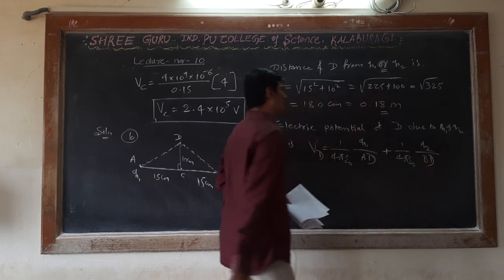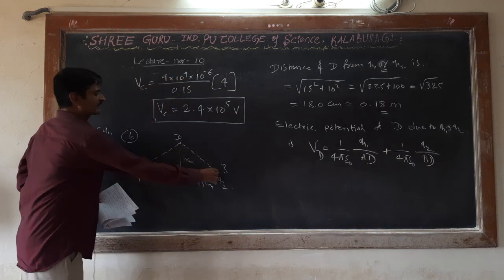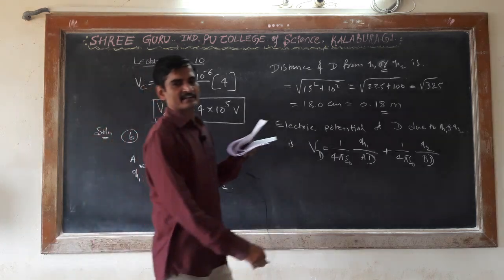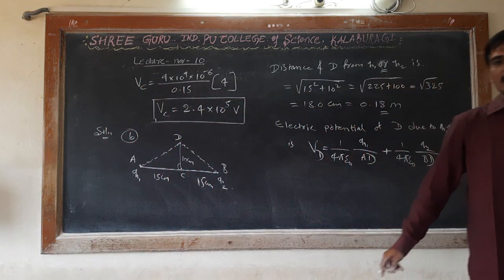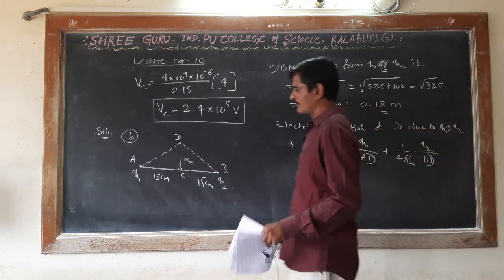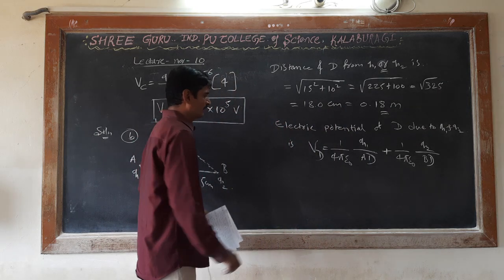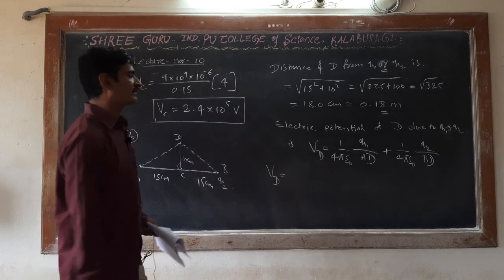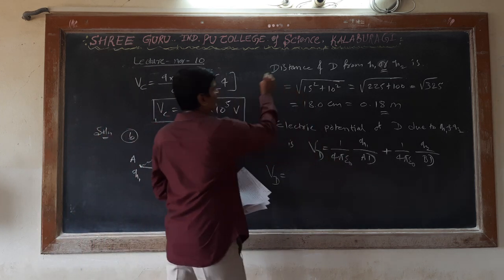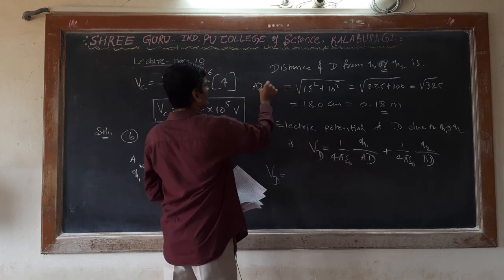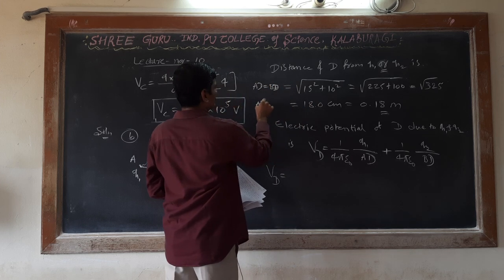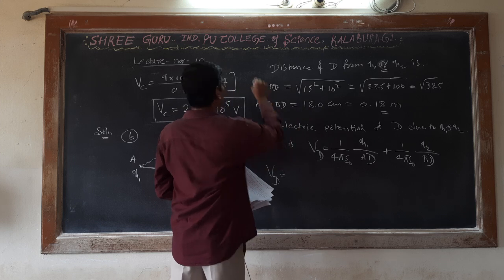You can add them. This is a scalar quantity. Electric potential is a scalar quantity, you can just add. There is no problem. If it is electric field intensity, then you have to use vector algebra. No need of vector algebra here, just simply add. So 1 by 4 pi epsilon naught is taken common, and AD and BD are also the same. AD is equal to BD is equal to 18 centimeter.